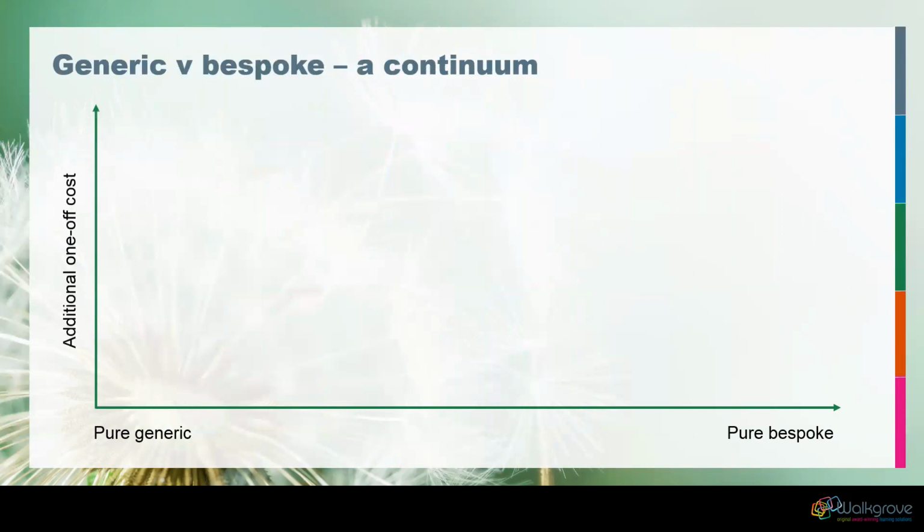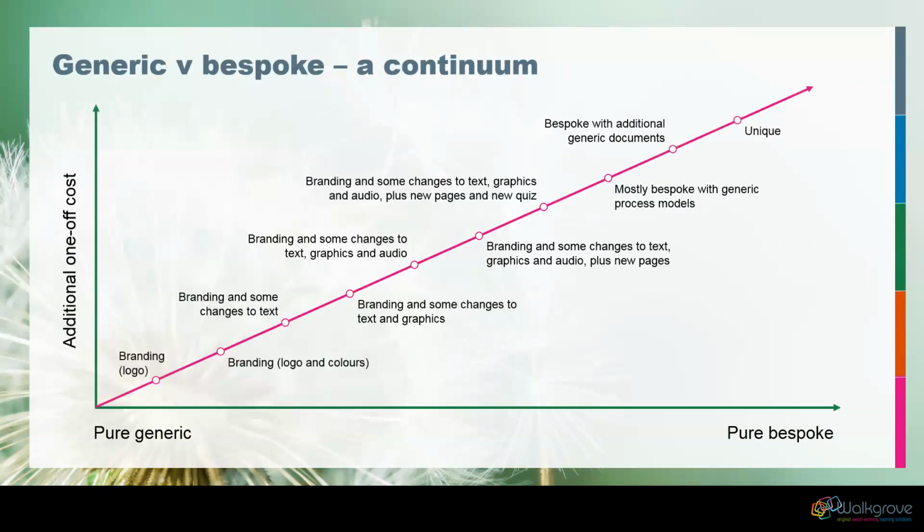So you'll see I've got a very, very quick and simple graph here. At one end, we've got pure generic, right at the left-hand end on the x-axis. So that's something that's got no customization whatsoever. And it goes in a gradient along to purely bespoke at the opposite end. What you'll also notice on the y-axis is additional one-off cost. That would be down at 0 at the pure generic end, and it can go really, really high the closer to bespoke you get. So it is a continuum, and really you might want to think about what levels of customization you need and also what a supplier can actually offer you.